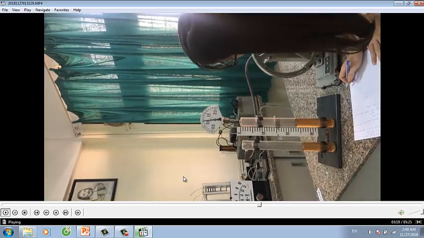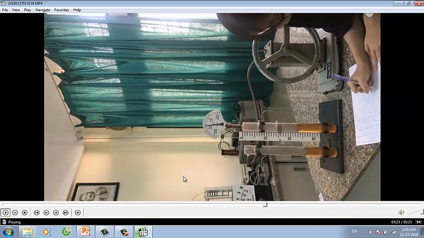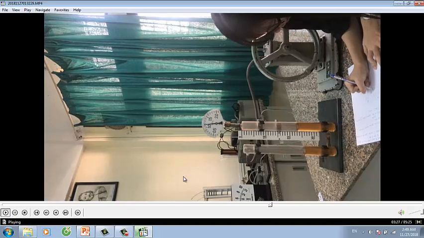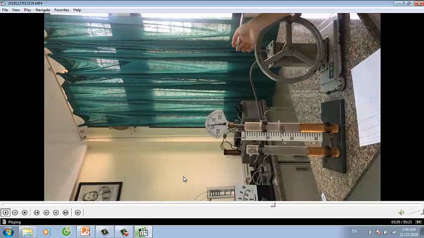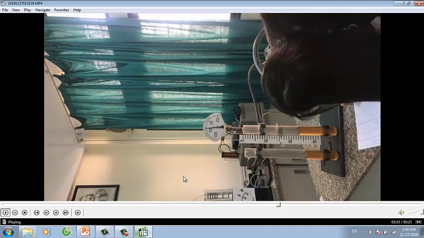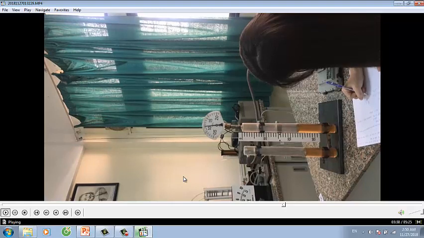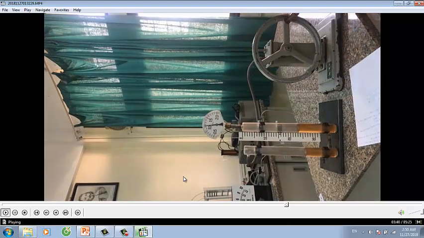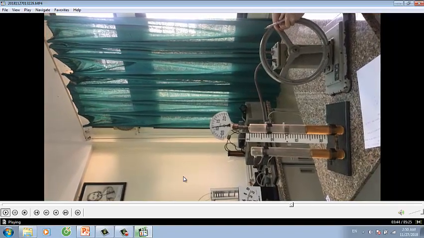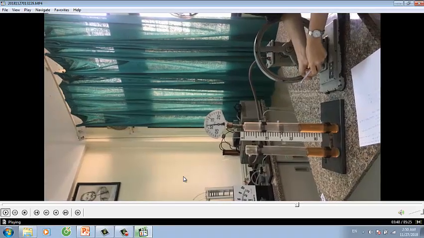Now we do another case, where P equals 1.2 multiplied by 10 to the power 5 Pascal, and the height of the gas is equal to 22 centimeters.